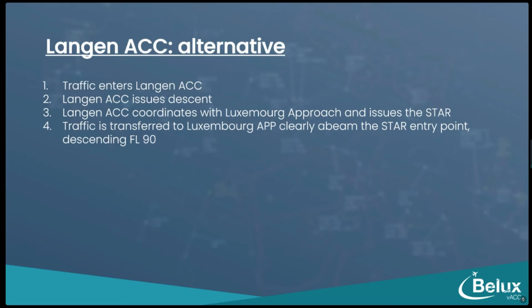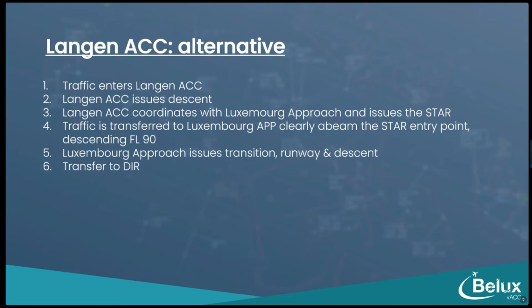So this is the main thing. If you're not sure whether or not you have to give a star as Luxembourg Approach, it depends on the star entry point. That's the flexible part in flexible use. If it's clearly ahead of it, it means you still have to issue the star. If it's clearly past it, it means that the star has already been issued. We've done it this way to make it very clear: he has a star, or he doesn't have a star yet. And then you don't have to coordinate endlessly about it. Then Luxembourg Approach issues transition, clearance, the runway, and the descent, transfer to director, traffic is cleared for approach, and then traffic is transferred to Luxembourg Tower.